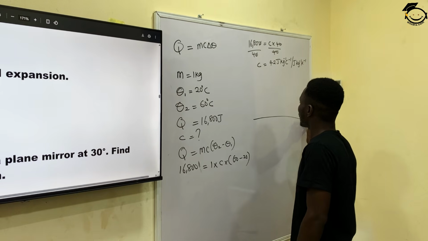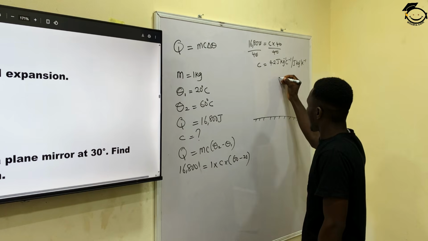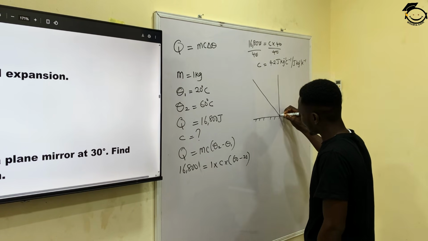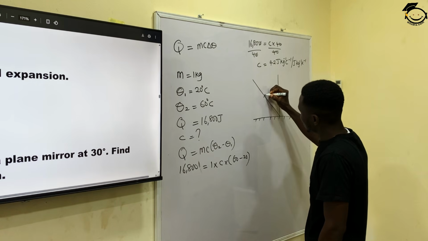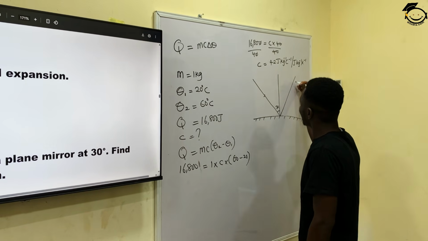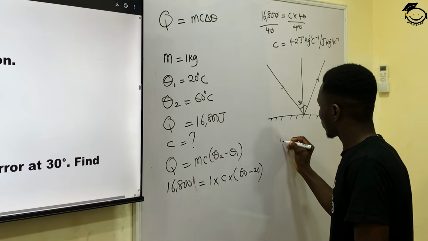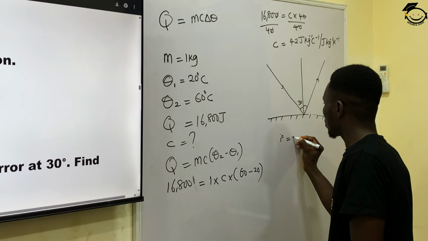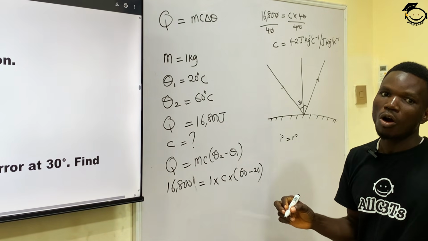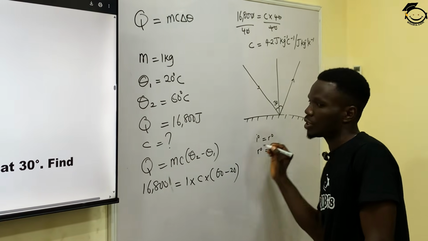So if I have my plane mirror and I have my normal and I have my incidence ray coming this way and strikes it at an angle of 30 degrees and it is reflected from it, my angle of reflection is always equal to my angle of incidence according to the first law of reflection. So automatically my angle of reflection is 30 degrees.